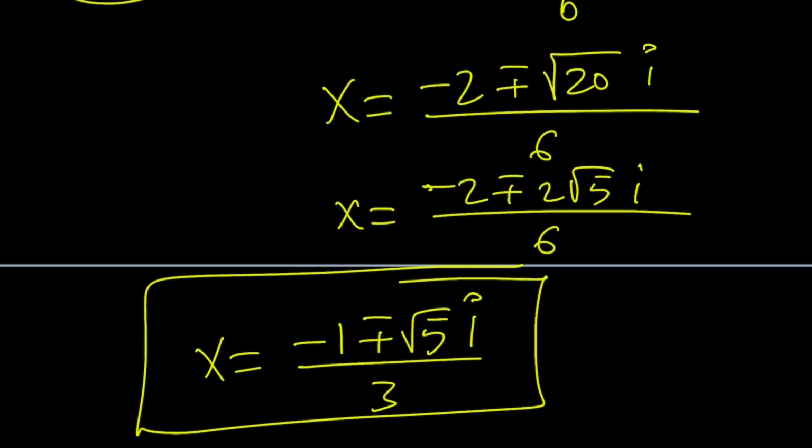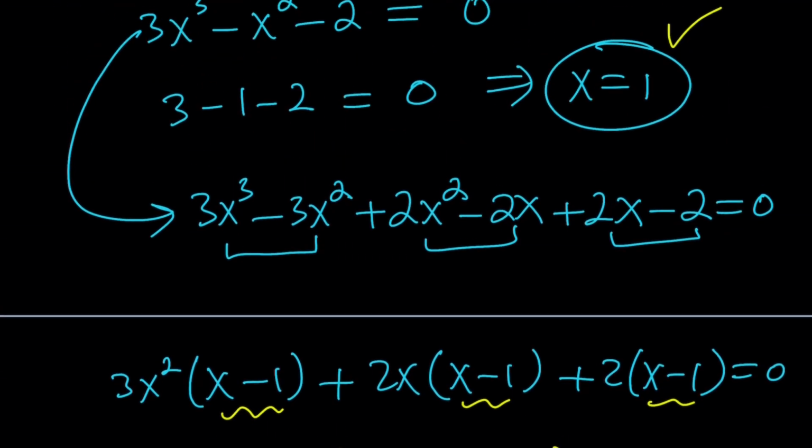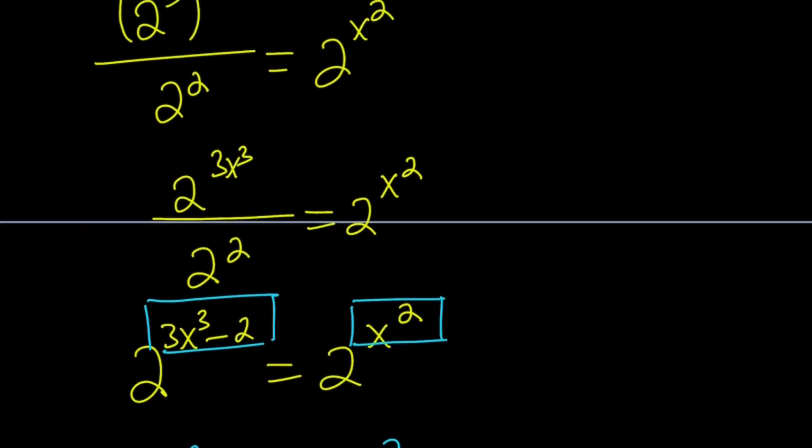So what is going on here? We end up with a single real solution and two non-real solutions. And of course, this is significant in terms of graphing these two functions and looking at the intersection points. So that's going to be the next thing we're looking at. I want to show you the graph and how we can approach this problem through the graph.